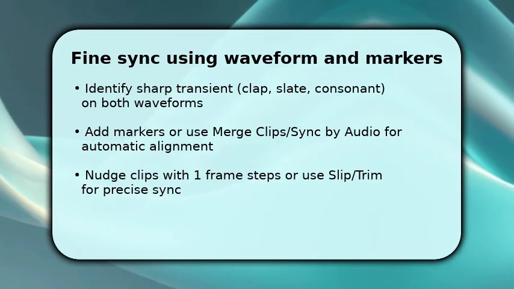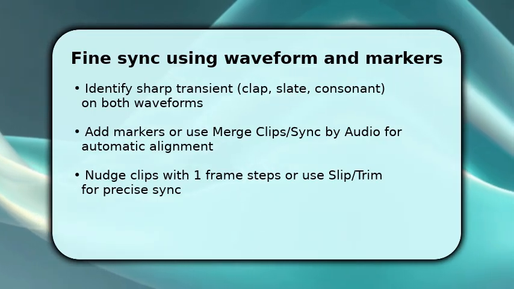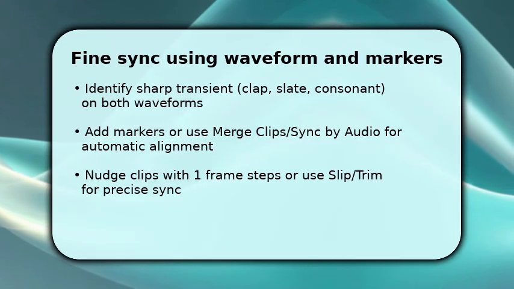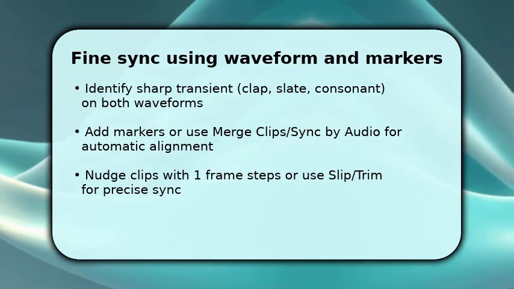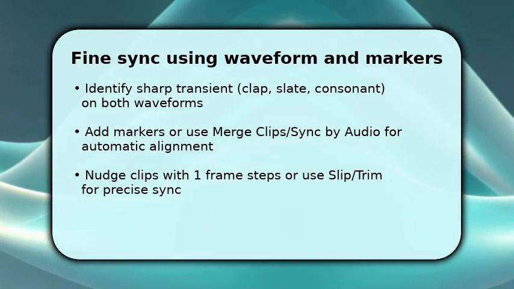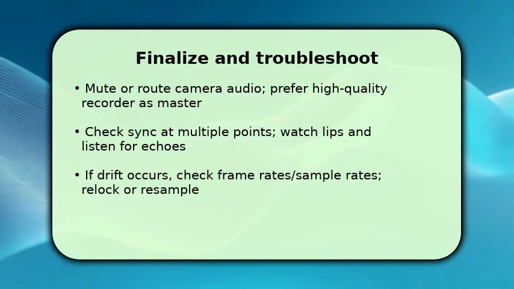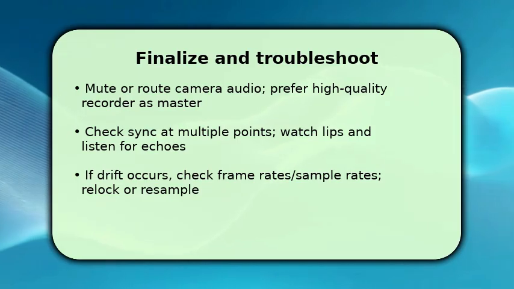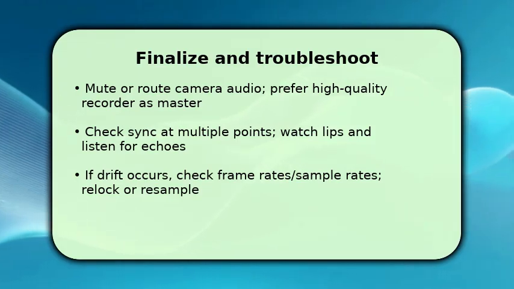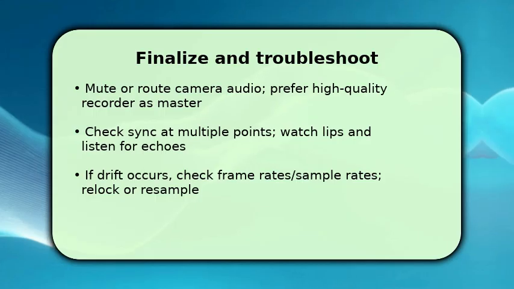If auto-sync is close but not perfect, nudge one clip by single frames or use the slip tool to align peaks exactly. You do this because small timing errors are audible even if invisible. To finish, set the recorder track as your primary audio and mute, or tuck the camera audio to avoid comb filtering. You keep the camera track for reference in case you need it.